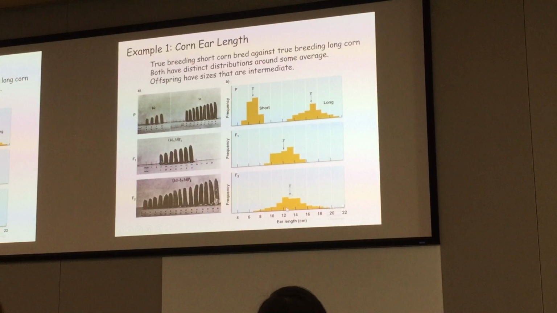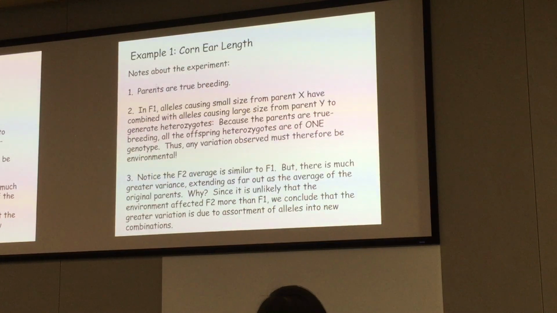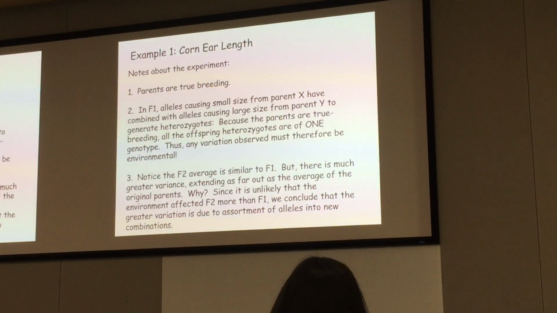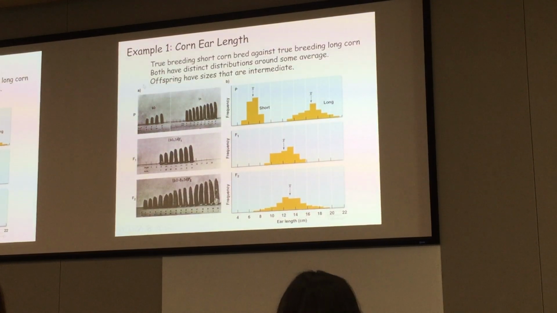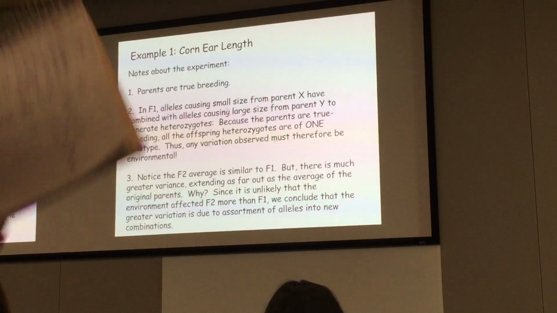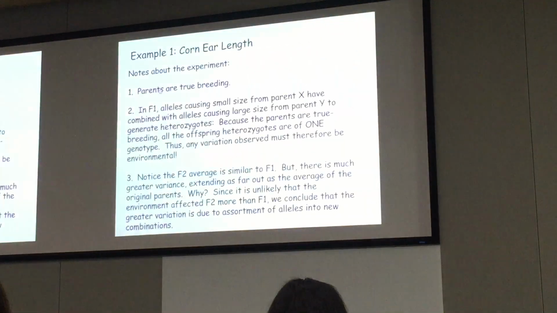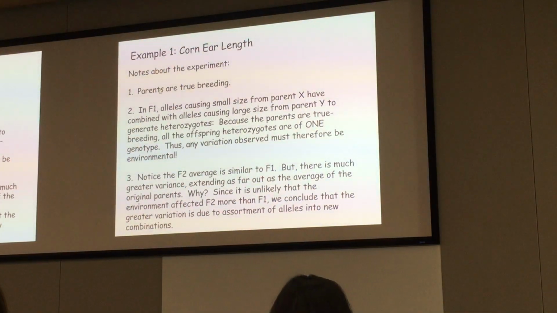And I want to just summarize, in the next slide or two, what it is we see and how we could explain this genetically. So one thing is the parents are true breeding, and I already mentioned that. We have to invoke that so that we get F1 offspring that are genetically identical. So parents are true breeding. Parent 1 has alleles for short ear. Parent 2 has a bunch of alleles homozygous for long ear.